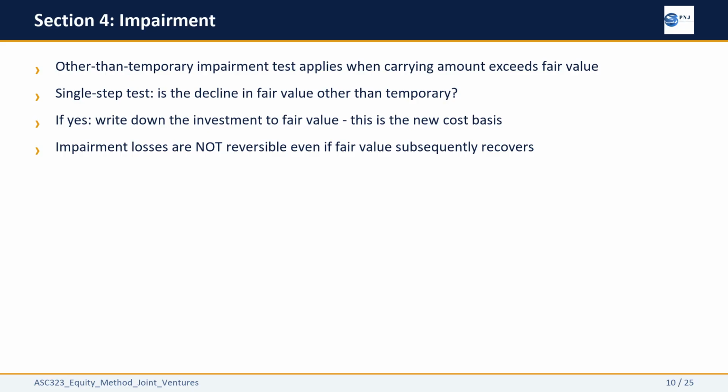Impairment of an equity method investment uses the other than temporary impairment model, a single judgment call about whether the decline in fair value below carrying amount is permanent in nature. If the conclusion is yes, you write the investment down to fair value. That write-down establishes a new cost basis and cannot be reversed in future periods, even if the investee recovers. This is one of the key differences from the IFRS approach under IAS 36.